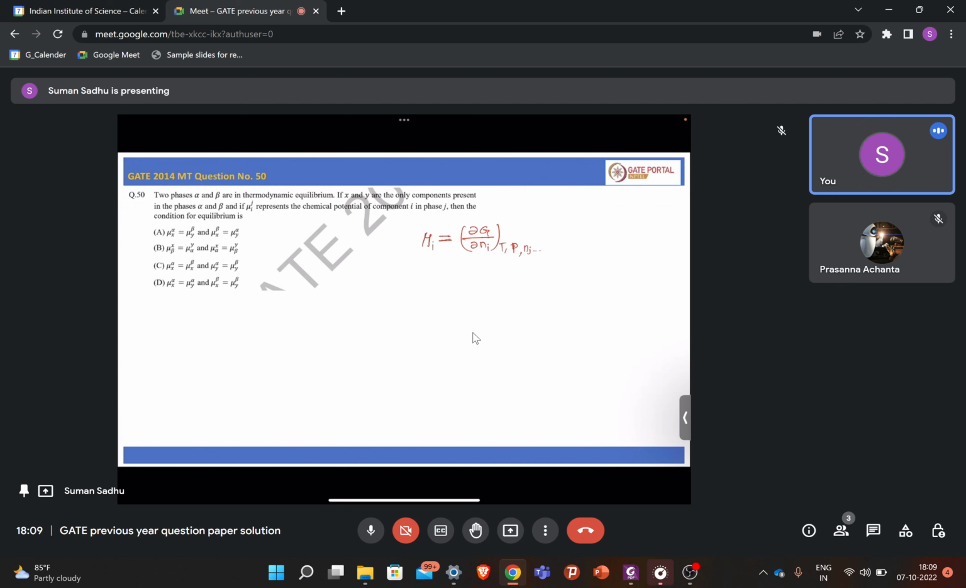If you state it in a statement, the definition of chemical potential is: at constant temperature and pressure, the change in free energy of the system per mole addition of that element in the system.